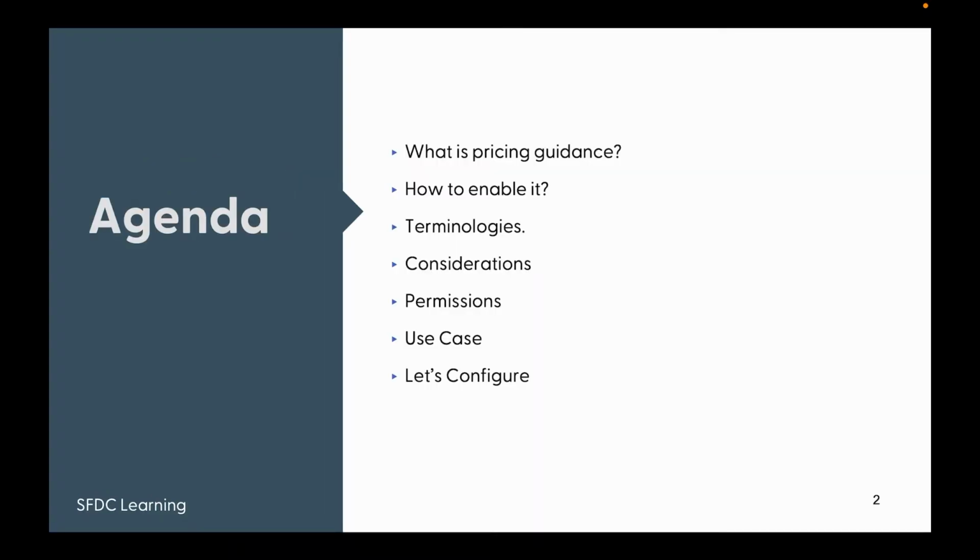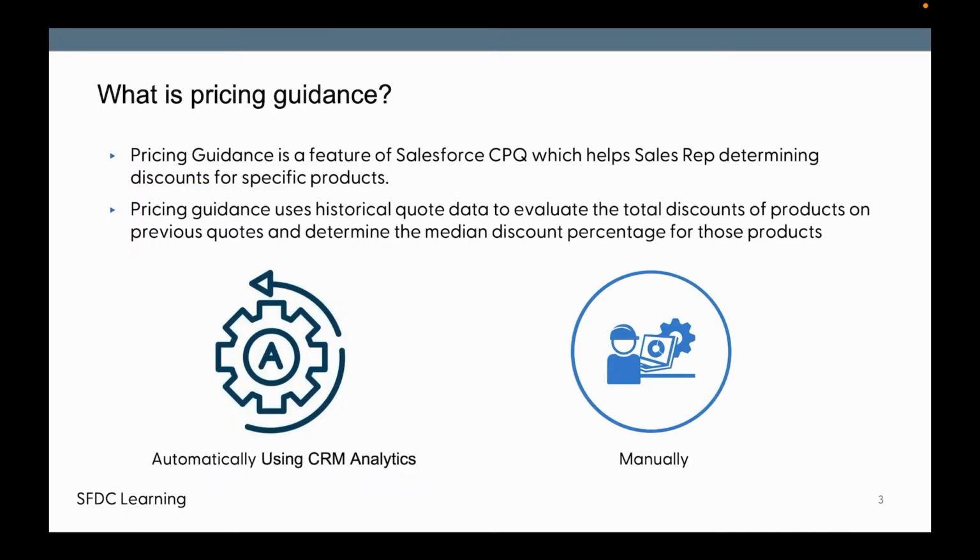So quickly sharing the agenda, we're going to see what is pricing guidance, how can we enable it, some terminologies, several considerations, permissions that would be required to set up the pricing guidance, a use case, and then we'll show the demo. So what is pricing guidance? Pricing guidance is a feature in Salesforce CPQ which helps sales reps determine discounts for specific products. It uses historical quote data to evaluate the total discount of a product on previous quotes and determine the median discount percentage for those products.